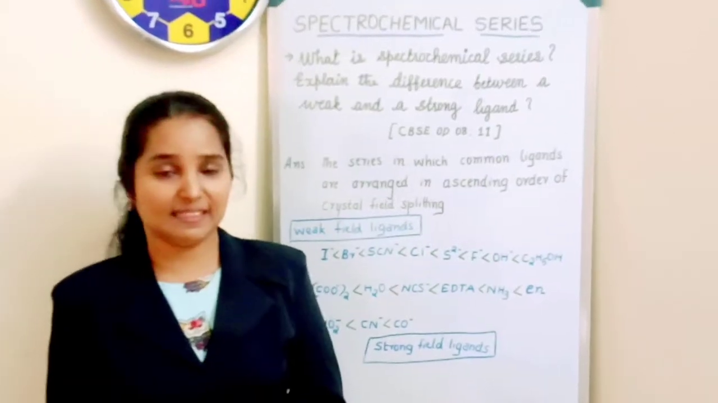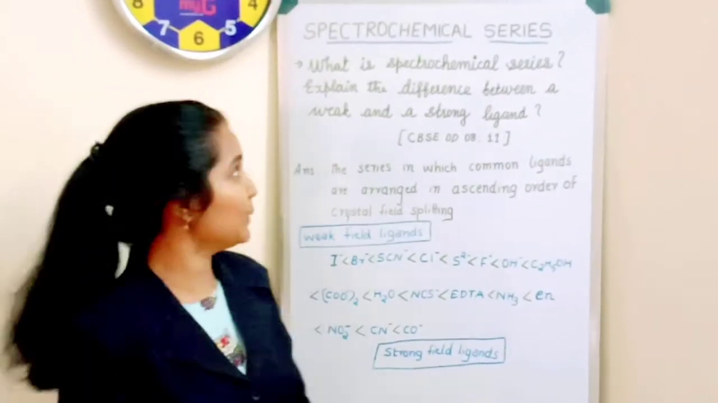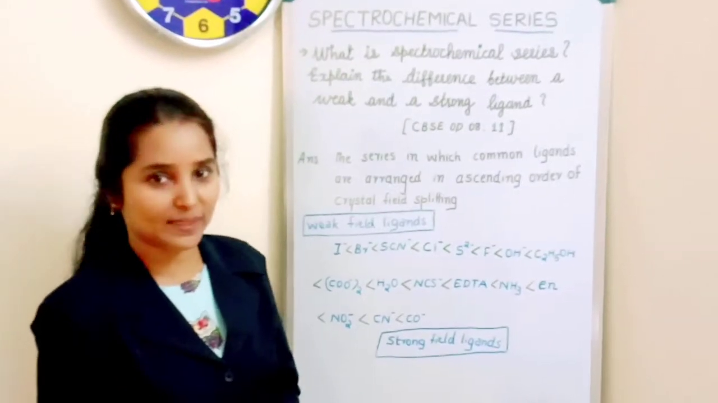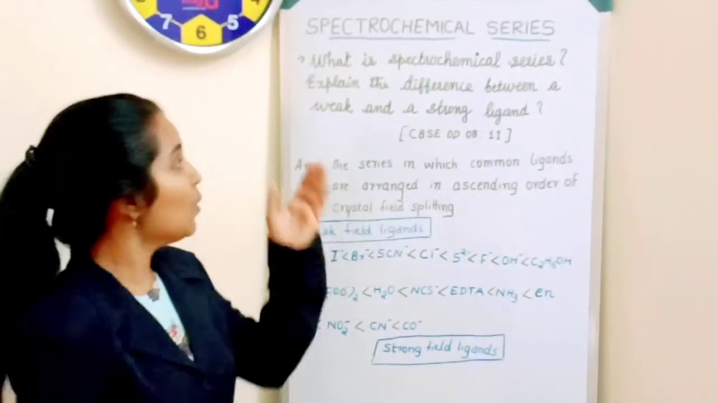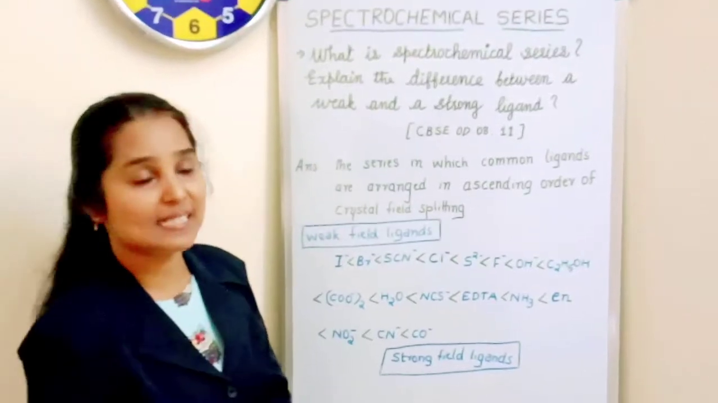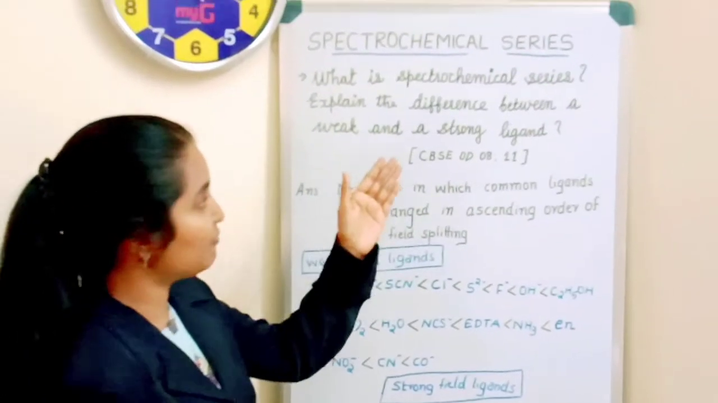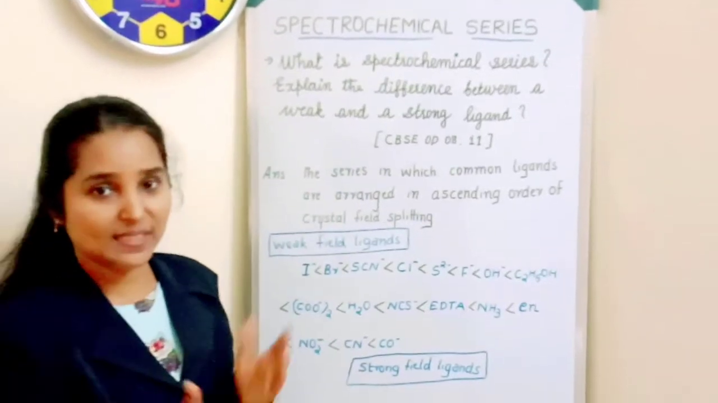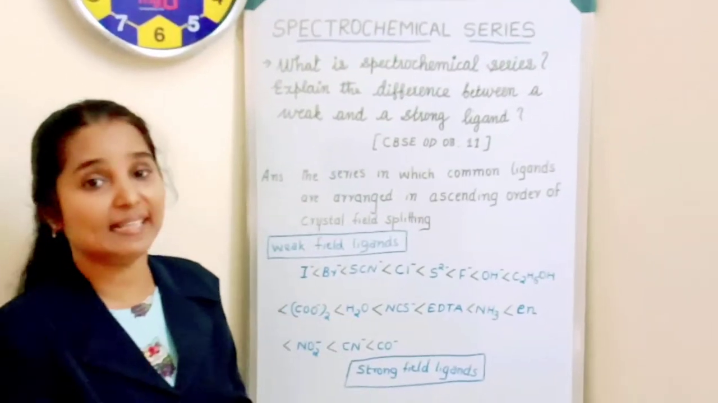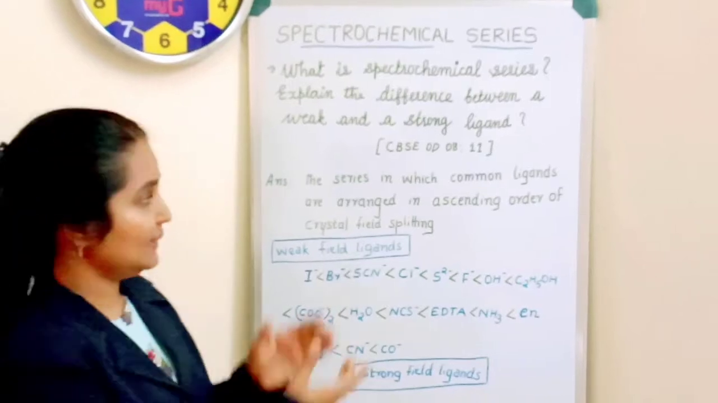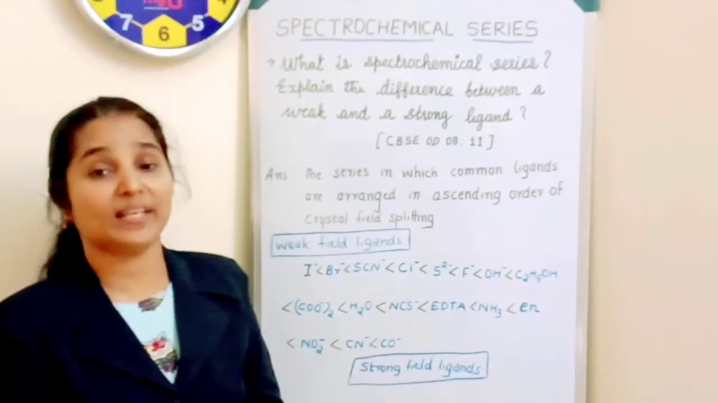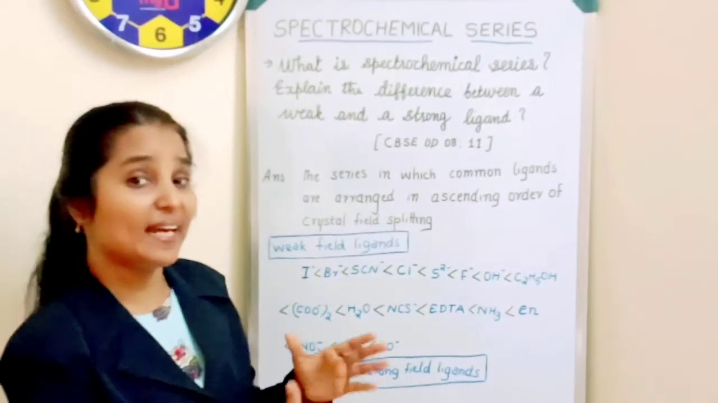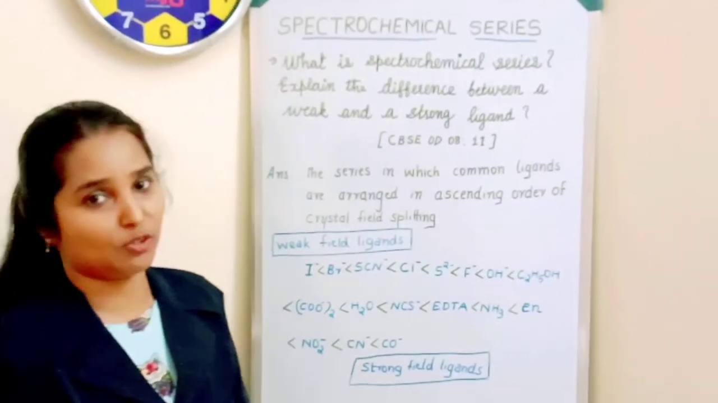In order to understand that, we have to switch on to a topic, spectrochemical series. And it is a frequently asked question. You can see the question here. What is spectrochemical series? Explain the difference between a weak and a strong field ligand. What is the difference between a strong field ligand and a weak field ligand? It is an FAQ. Let's see how we can answer this question and try to understand how to identify a weak field ligand or a strong field ligand.